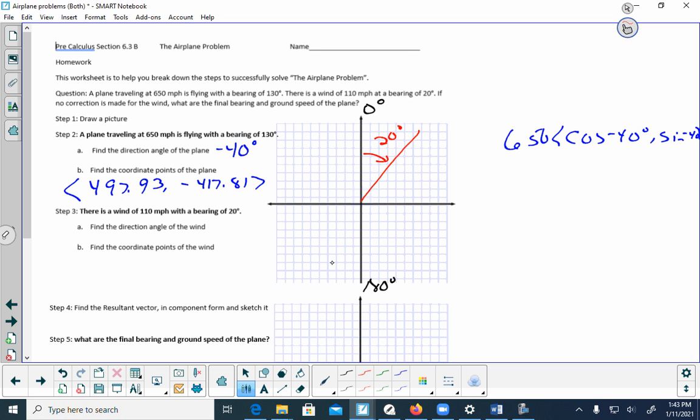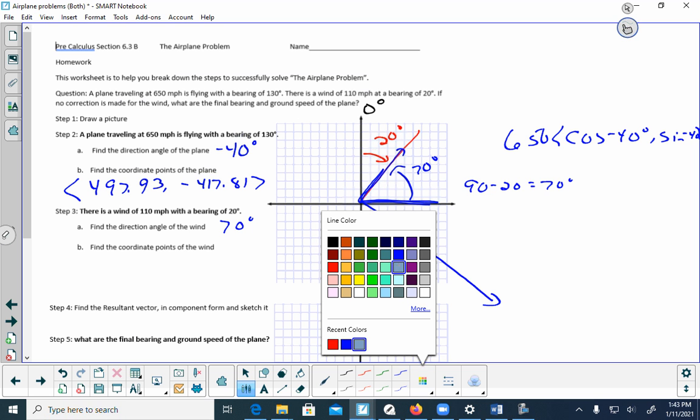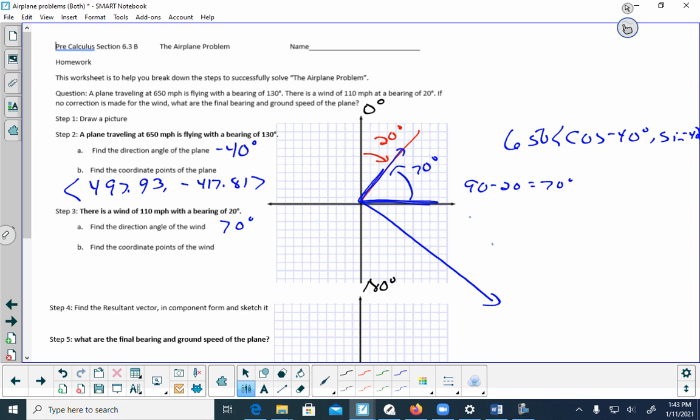But again, I want my trig angle. My trig angle is based off this x-axis, so I want this angle here. To find that angle, I'm going to take 90 minus 20, and I'm going to get 70 degrees. So the angle that I'm going to use for my wind is 70 degrees, and it's going about 110, so that would be this line here. My plane I erased, but my plane was down here. Now I'm adding the wind, so I'm expecting my resultant to be somewhere in the middle here. So now I have 70 degrees.